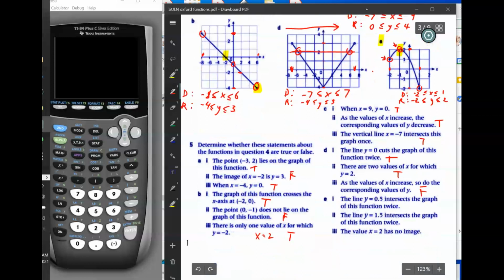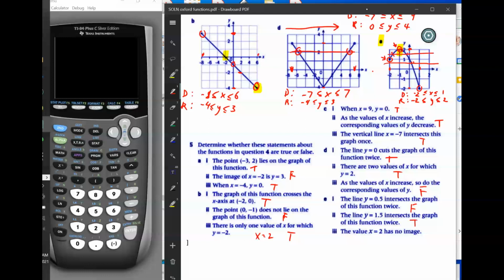The line y equals 0.5 intersects the graph of this function twice. So y equals 0.5, remember, is a horizontal line, and it's at height 0.5, and it crosses the function just one time here, so it's not twice, so it's false. The line 1.5 intersects the graph of this function twice. So y equals 1.5 would be right here, right? Does it intersect twice? Yes, it does intersect twice, so this would be true.